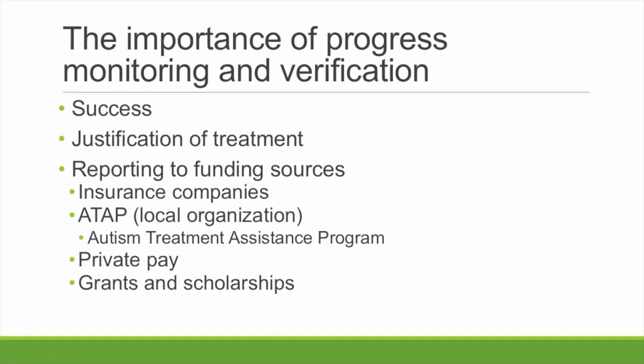The main goal of the science of ABA and our specific form of treatment is to ensure the client's success at whatever level they may be at. It is also important for justification of the treatment. Here at the Lovaas Center, we use evidence-based interventions so our treatment can be justified through data. It is also important so we can report to the funding source.